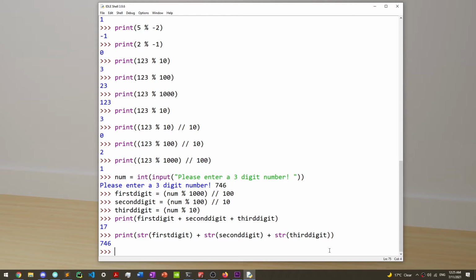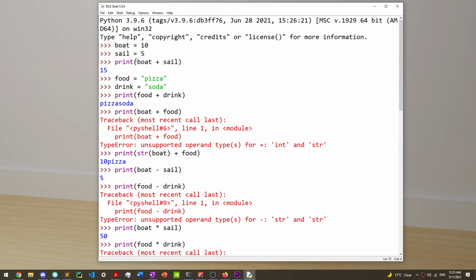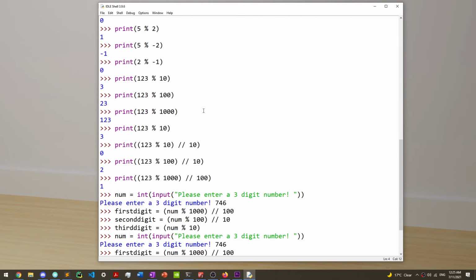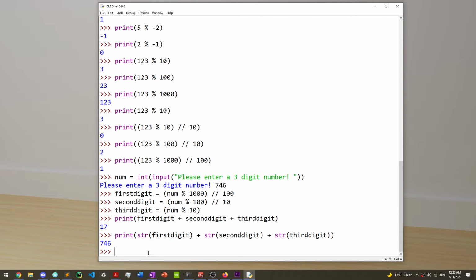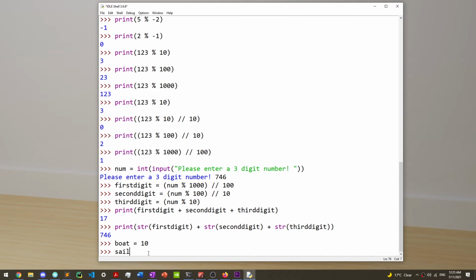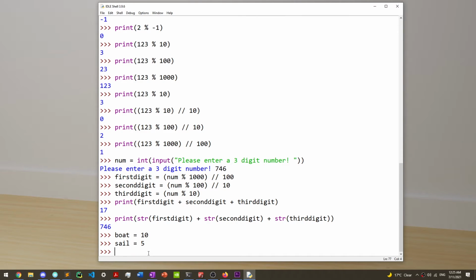All right, so the last thing I want to talk about is these magical operands that allow us to not only update some value, but reassign it. So let's say once again, we had boat is equal to 10 and sail is equal to 5. So let's redefine that. Boat is equal to 10, sail is equal to 5. I'm going to redefine it here just for convenience so that you guys remember what these numbers are.